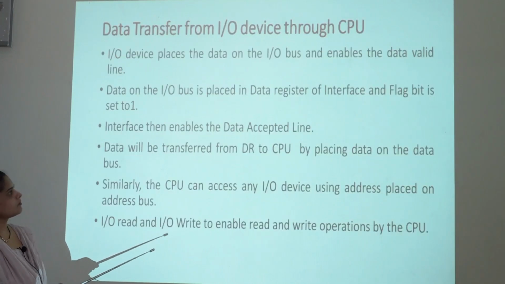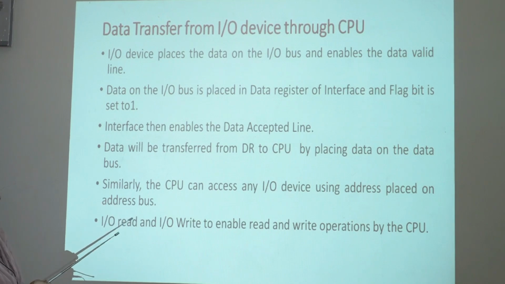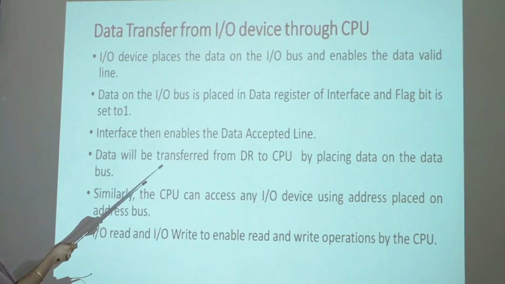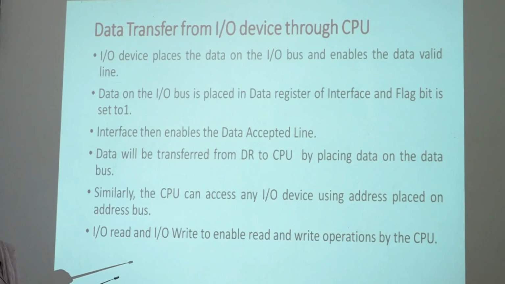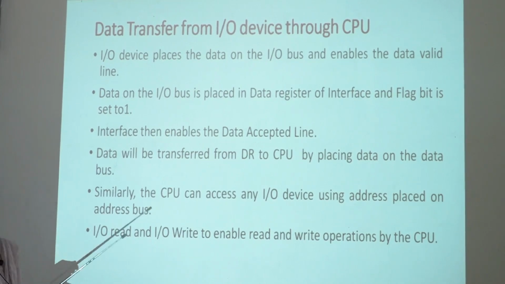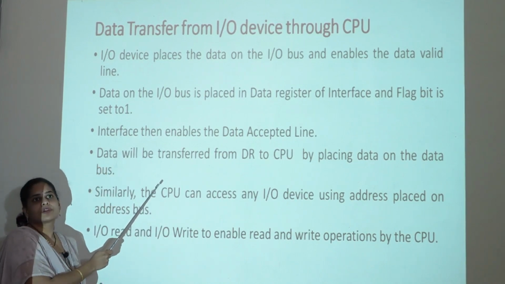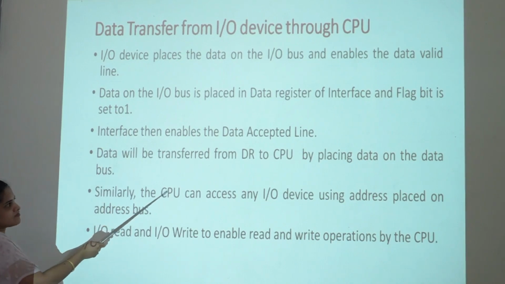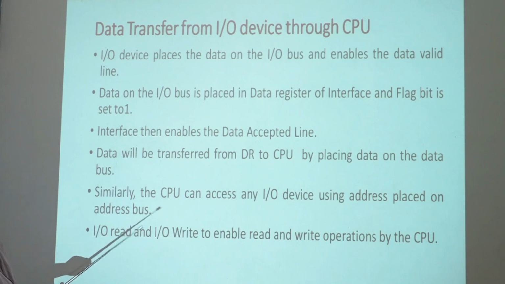Next. So the same thing is explained here. The IO device places the data on the data bus and enables the data valid line, and then the data on the input output bus is placed onto the data register of the interface, and the corresponding flag bit is set to 1. Whenever the flag bit is set to 1, the interface unit of the input output interface will enable the data accepted line. So the data will be transferred from the data register to the CPU by placing it on the data bus.